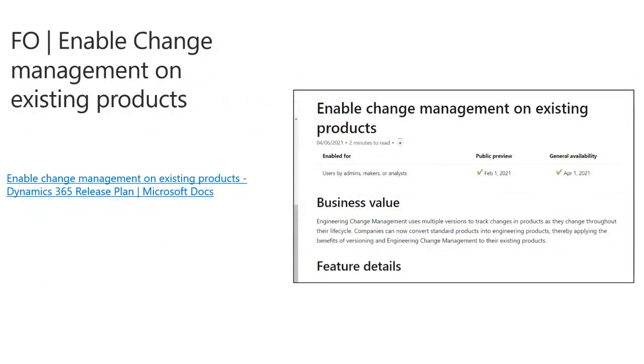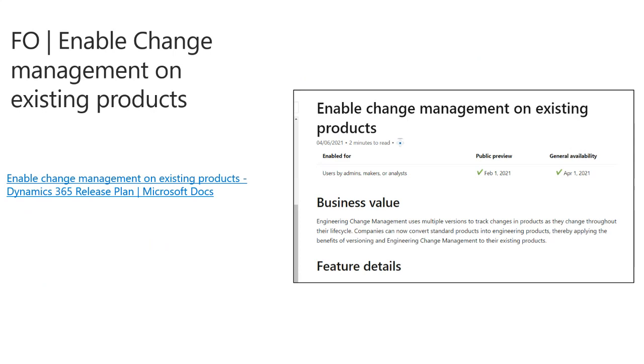There is a new feature that became generally available on April 1st that enables change management on existing products. So engineering change management uses multiple versions to track changes in products as they go throughout the life cycle. Companies can now convert a standard product to an engineering product after it's been set up.